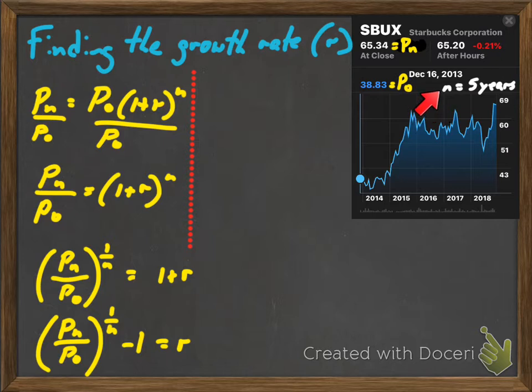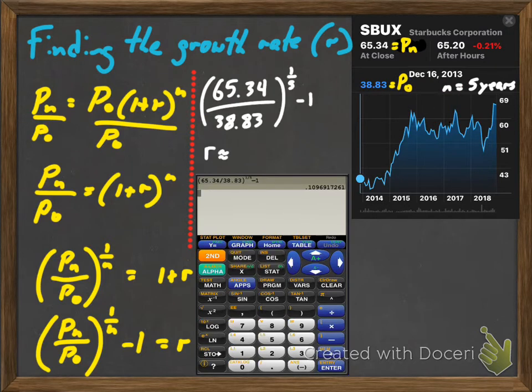Well, if this was for 5 years, we can just go ahead and use that calculation we just did. So it would be 65.34 divided by 38.83, raise that to the 1/5 power, and subtract 1. So I can go ahead and plug all that in my calculator. So what I would do is say 65.34 divided by 38.83 and raise that. I can use this little caret symbol to raise that to the 1/5 power, and then subtract 1.